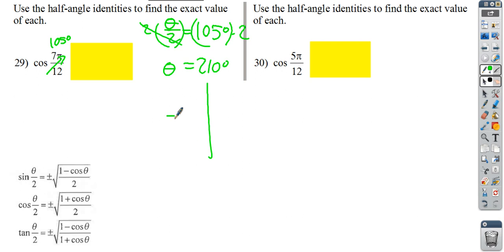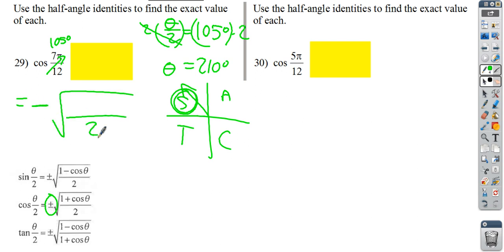So let's figure out where that puts us. 105 is in this quadrant where only sine is positive. So that means cosine of theta over 2 will be negative down there. So let's put a negative in front of that big radical. And then we want 1 plus the cosine of theta, and we just found theta is 210. Remember, it's not 1 plus 210, it's 1 plus the cosine of 210.